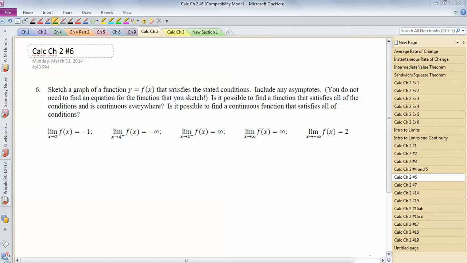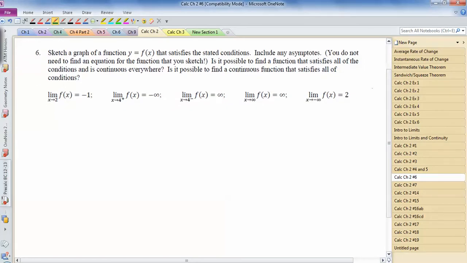Okay, so for Calculus Chapter 2, number 6, we've got this function and we're supposed to draw a graph that satisfies all of these properties of limits. So let's take a look. So the first part says, as x goes to 2, the y's approach negative 1. So let's draw some axes.